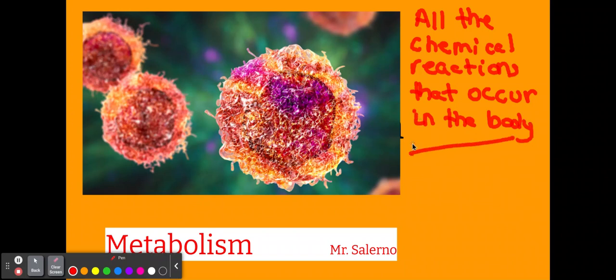And so the two main parts we'll talk about, one is catabolism. And this is the one that most people are familiar with, even if they don't know the word. So catabolism is breaking down of food to make energy.